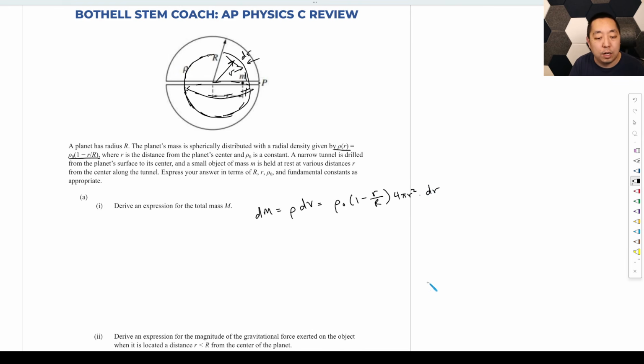And that would be dr. So that would be the mass. So then we would integrate from 0 to big R to find the total mass, integrating over dr. So let's pull out the constants. 4 pi rho 0 is a constant.